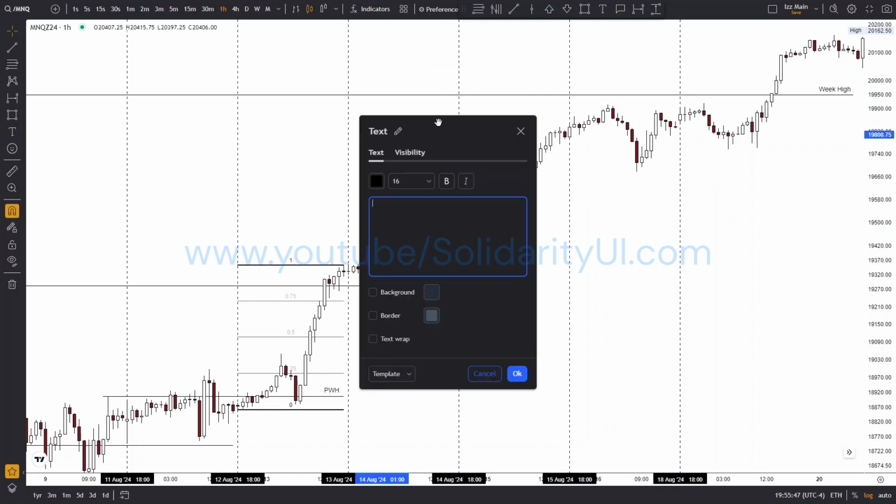Okay, so here I'm going to write down: use quarter alignments to interpret low time frame to high time frame and vice versa, high time frame to low time frame. Okay.